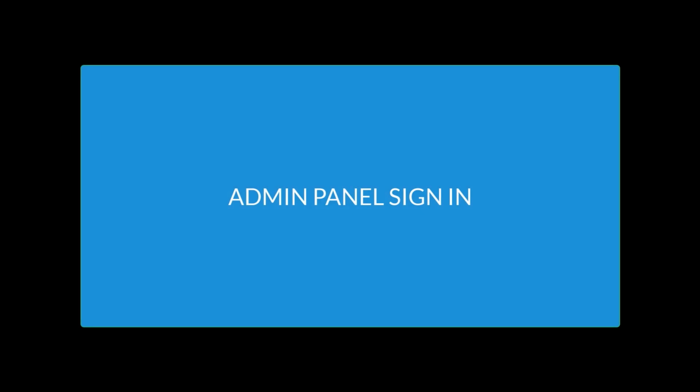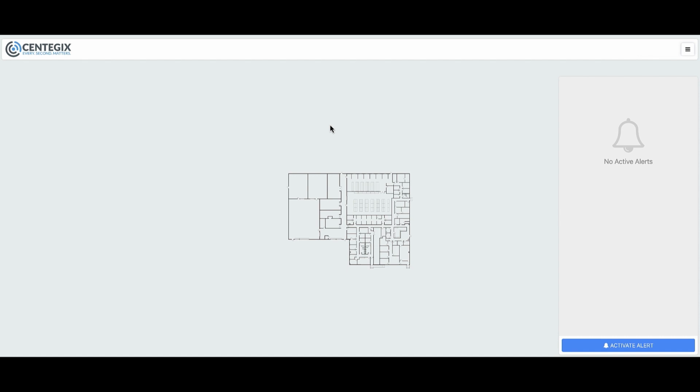Admin panel sign-in. First, go to web.sentijix.com and log in. Then go to the top right corner of the screen and click on the three horizontal lines. Finally, click on Admin Panel.